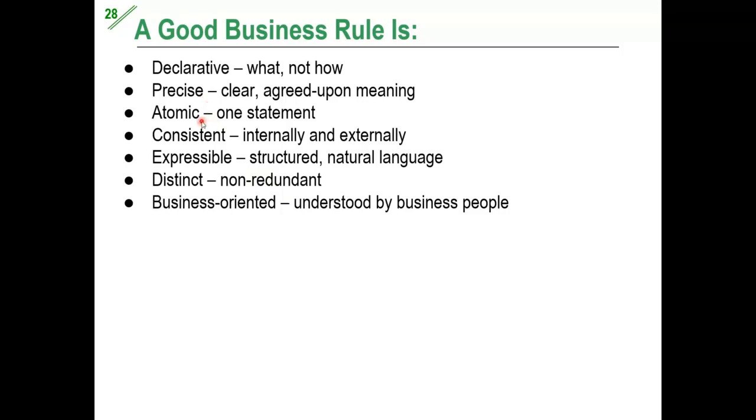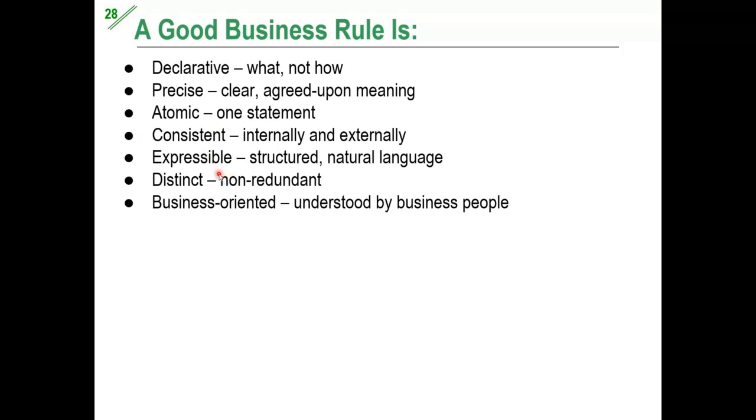And it has to be atomic as well. That means a business rule is usually described in one statement. We can't have multiple statements, or pages and pages for one business rule. No, it has to be one single precise statement. It has to be very consistent, internally and externally consistent. It applies in a consistent manner across all situations in the organization. That is what we mean by consistency. That is one of the key attributes, I would believe.